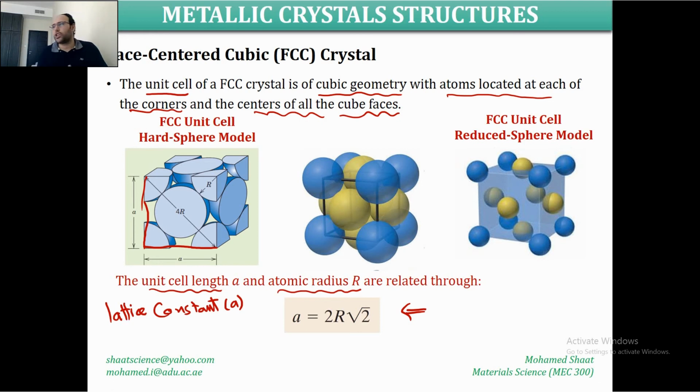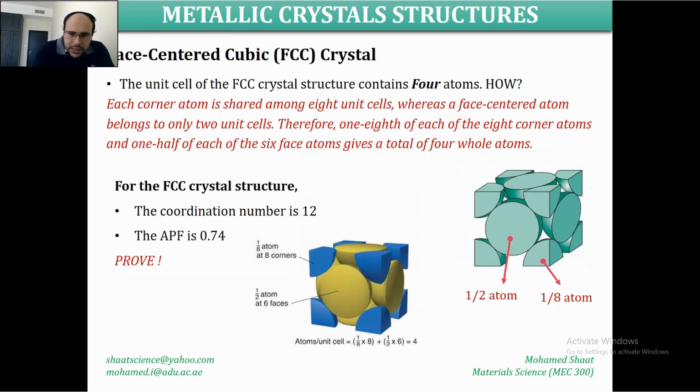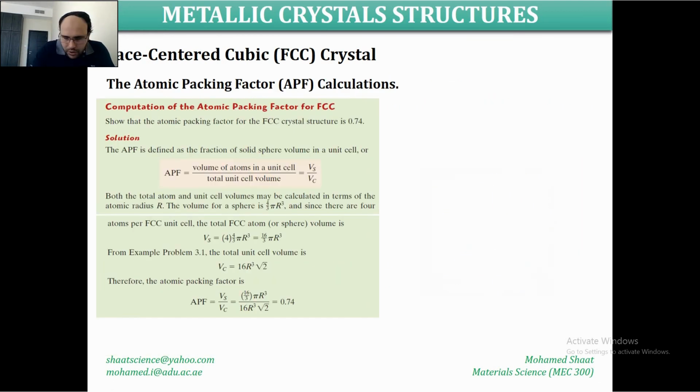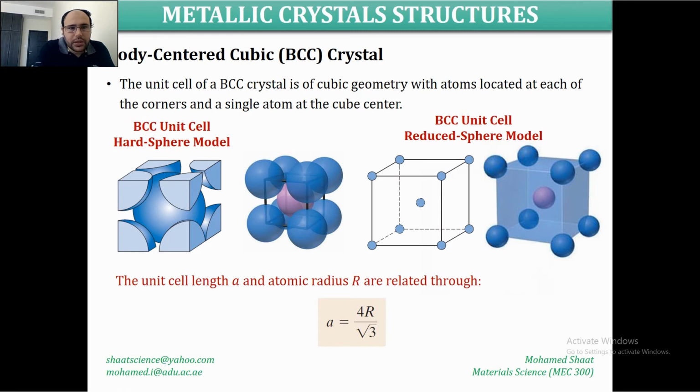I'm just going to skip some slides here, and I will explain these slides definitely, but let us move to the BCC just to understand the difference between the FCC and BCC crystal structures. In the BCC crystal structure, the unit cell has a cubic geometry, so there is nothing different. It is still cubic, but the difference is how we are arranging atoms. For example, atoms are located at each corner. There is no difference here.